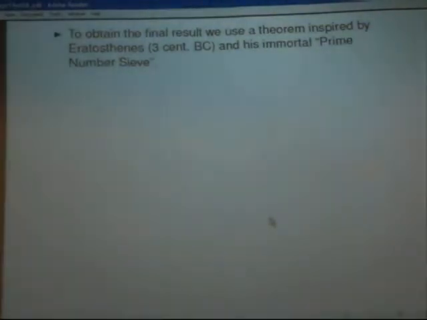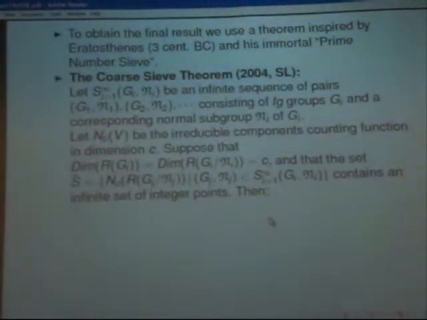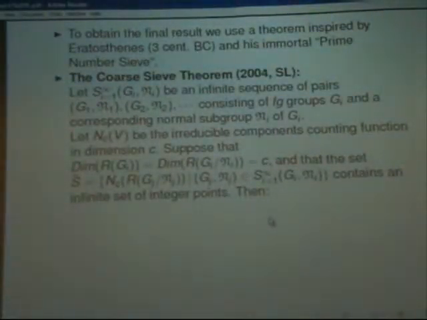So I began to work on that, and eventually I came up with the so-called coarse sieve theorem, which actually has its origin in the work of probably Eratosthenes. So essentially, what the coarse sieve theorem does is that if you have an infinite sequence of pairs consisting of a group G sub I and a normal subgroup N sub I.